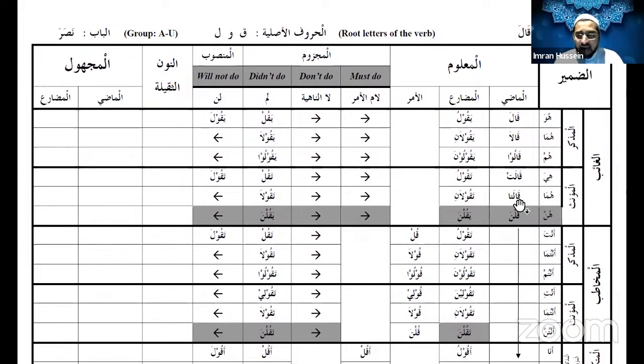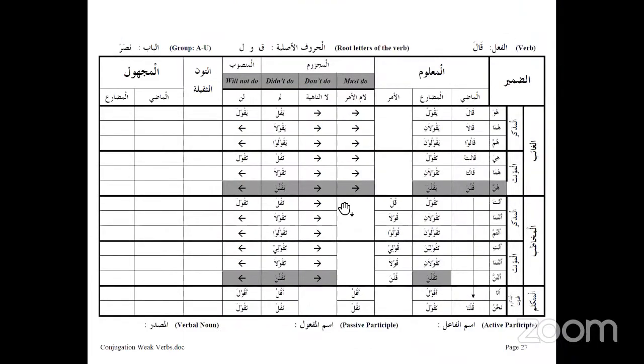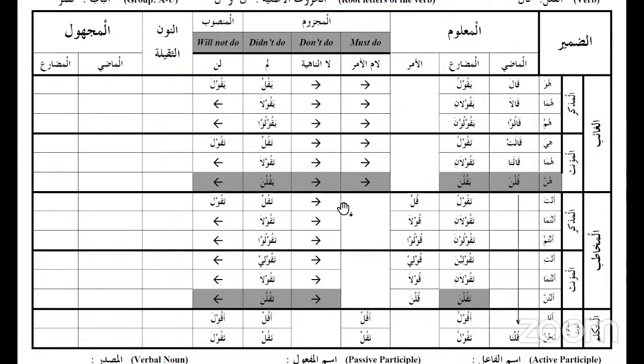Bismillah. Past and present and amr. Bismillahirrahmanirrahim. Qala, qala, qalu, qalat, qalata, qulna. Qulta, qultuma, qultum, qulti, qultuma, qultunna. Qulna.